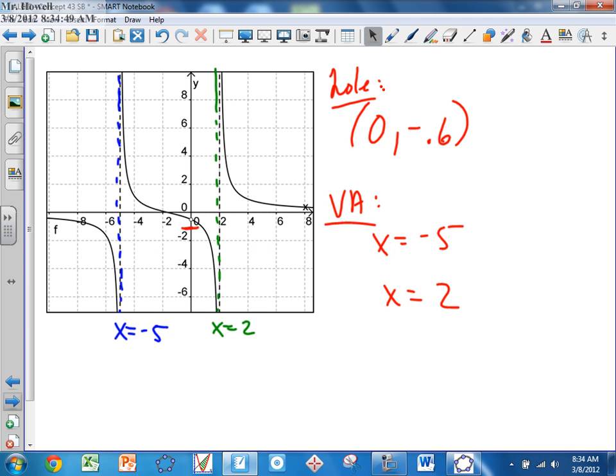Find the location of any of the holes that may exist. Okay? Now, please, at the end of any of these kinds of problems, list the things that were asked for.